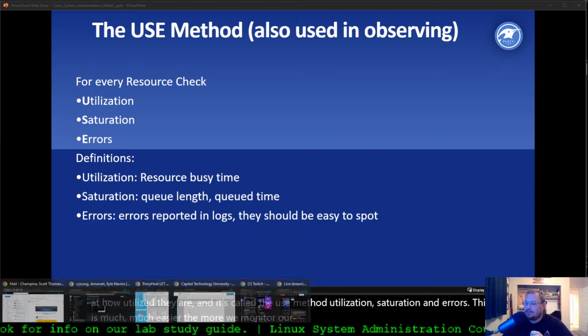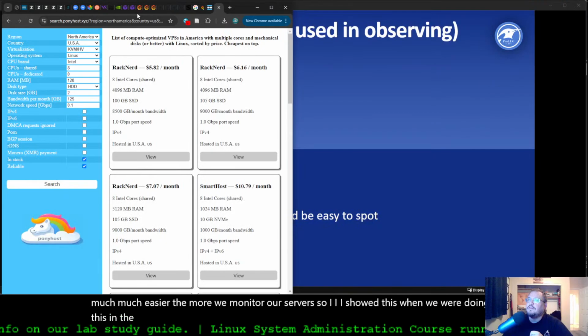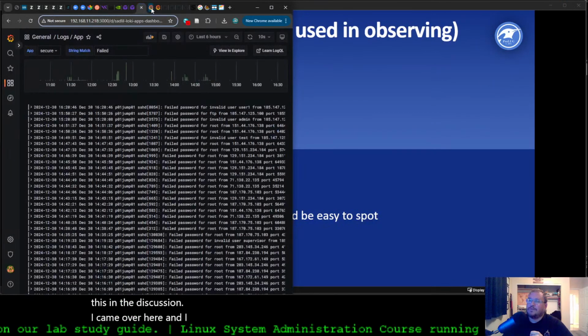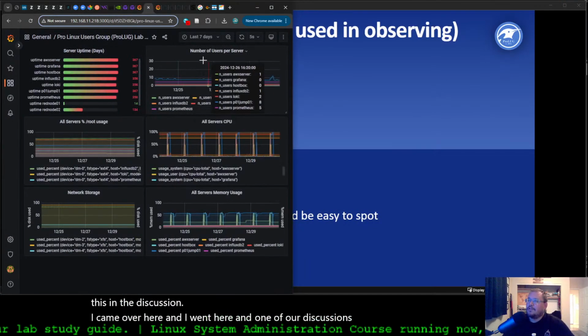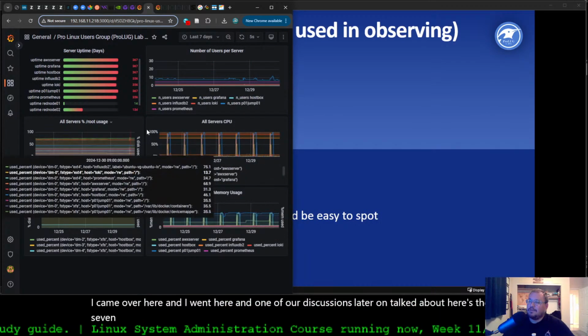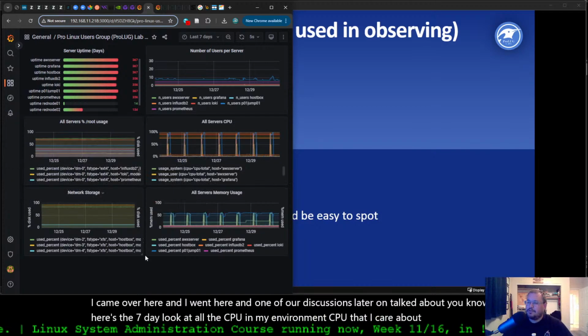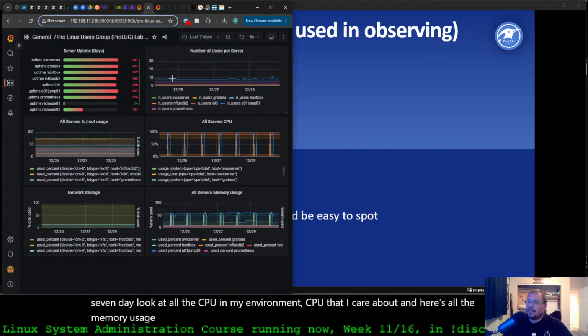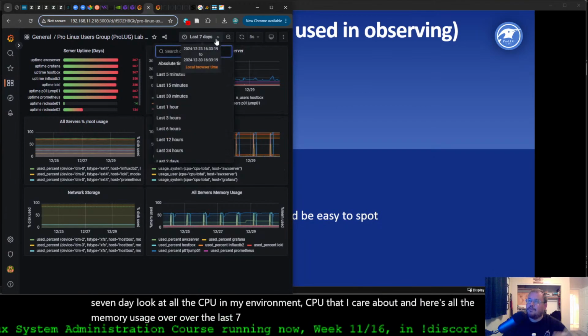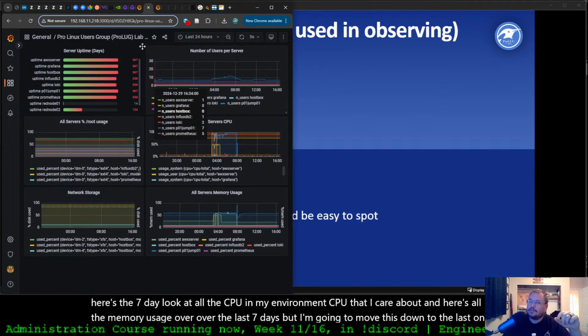So I showed this when we were doing this in the discussion. I came over here, and one of our discussions later on talked about, here's the 7-day look at all the CPU in my environment, CPU that I care about, and here's all the memory usage over the last 7 days. But I'm going to move this down to the last 1 day, last 24 hours.